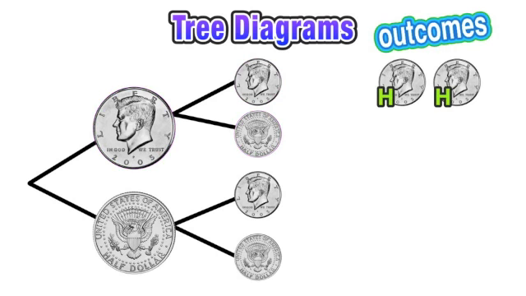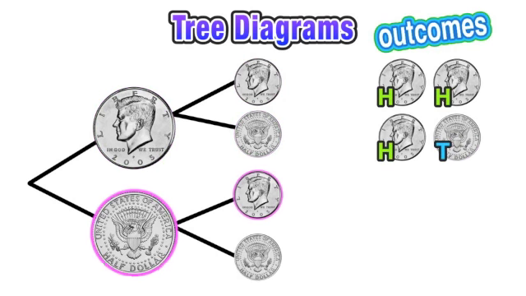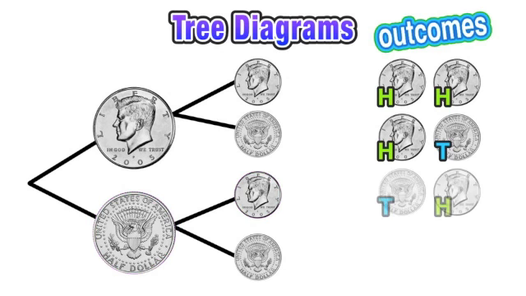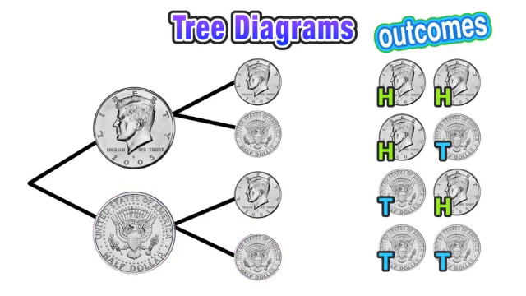Another is heads on the first flip and tails on the second flip. You could also get tails on the first flip and heads on the second flip. Or you could get tails on the first and second flip. And we see here that we have 1, 2, 3, 4 possible outcomes for this scenario of flipping a coin twice in a row.